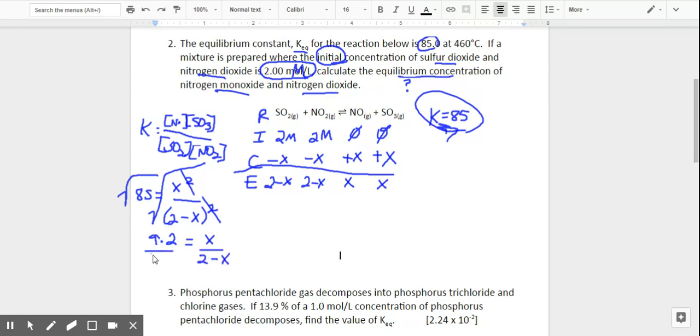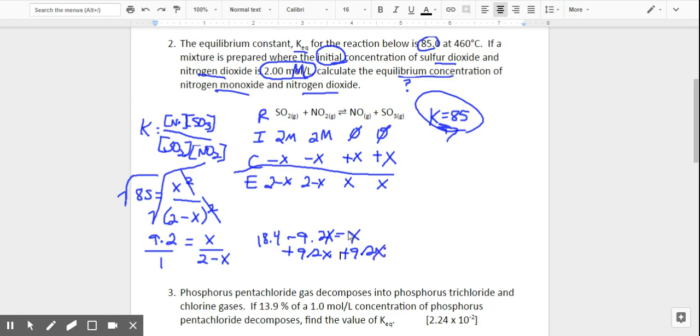Now we have a nice and neat proportion. So we just solve using proportions. So here we go. 9.2 times 2 is equal to 18.4 minus 9.2 times negative x, which is where that minus is. So that we have minus 9.2x is equal to x. Now we have to get our like terms on the same side. That's an x right there, I'm sorry. So 9.2x right here. We have to combine like terms. So I'm going to add 9.2x on both sides.